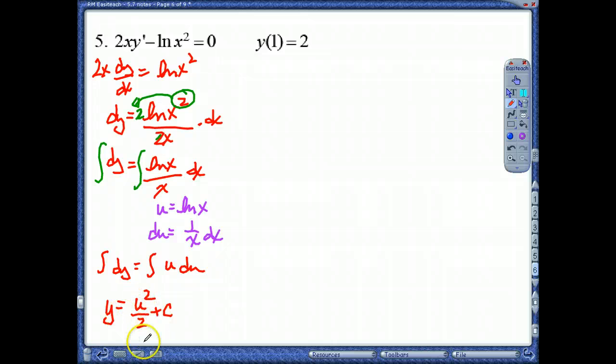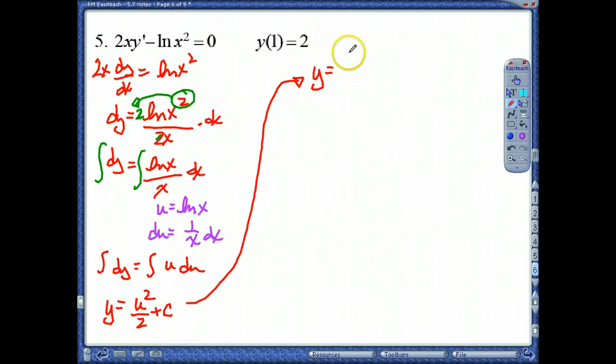So, continuing on with step number 1, I've got y equals, remember what your x value is. Your x value is the natural log of x squared over 2 plus c. It's natural log of x quantity squared, not natural log of x squared. It's not what you started with over here because these two things are totally different.